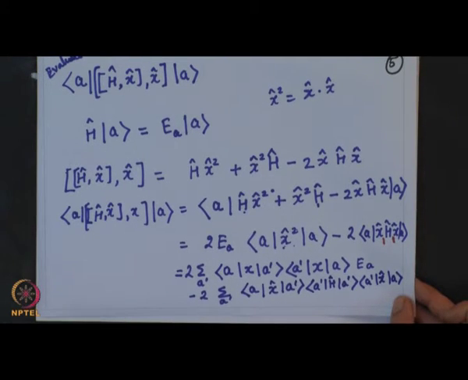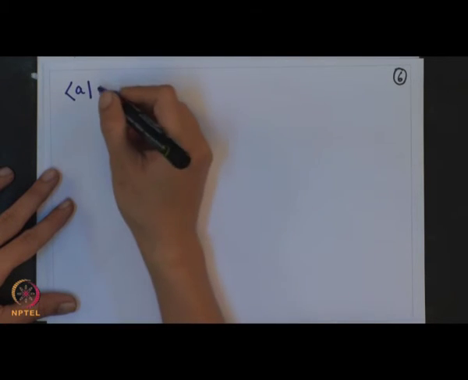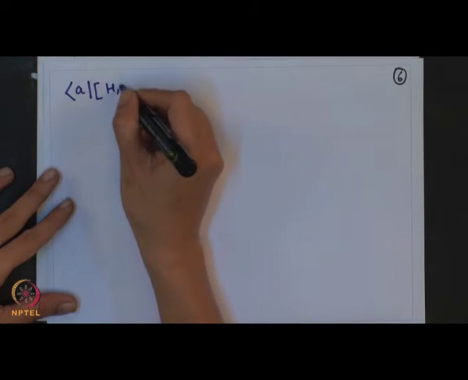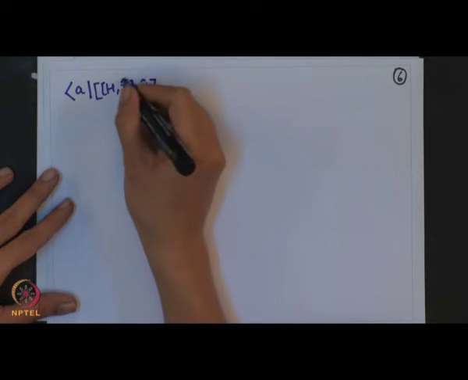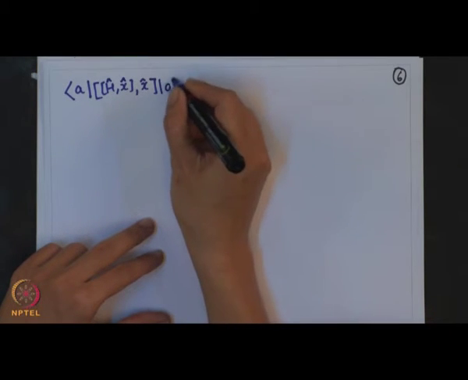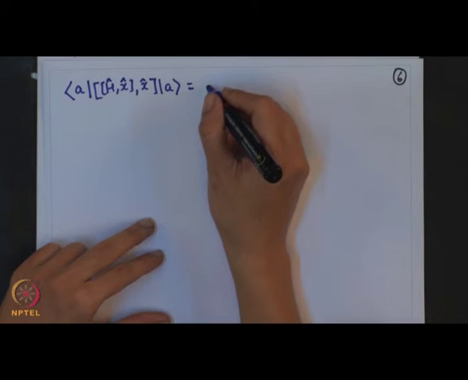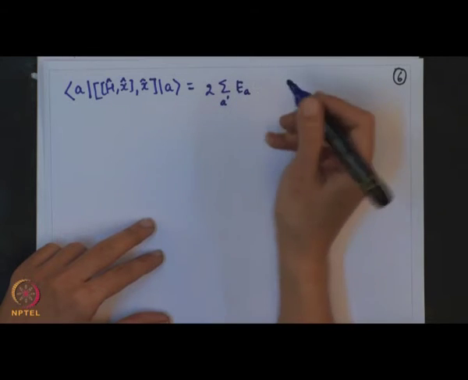Let us now simplify the previous step. So, what was the previous step? Let us simplify the previous step. The commutator of H and x commutes with the operator x. This on simplification will result in 2E_A.